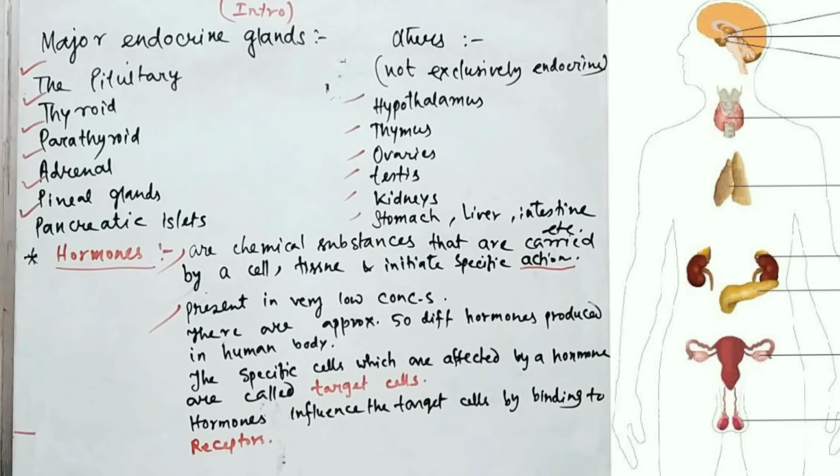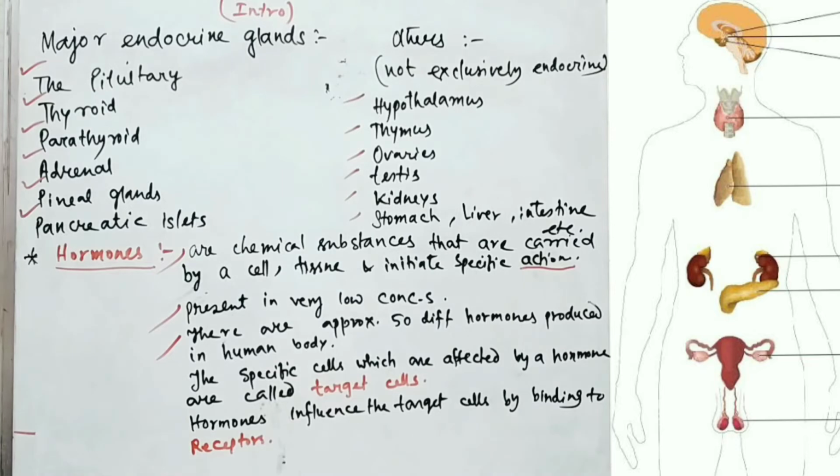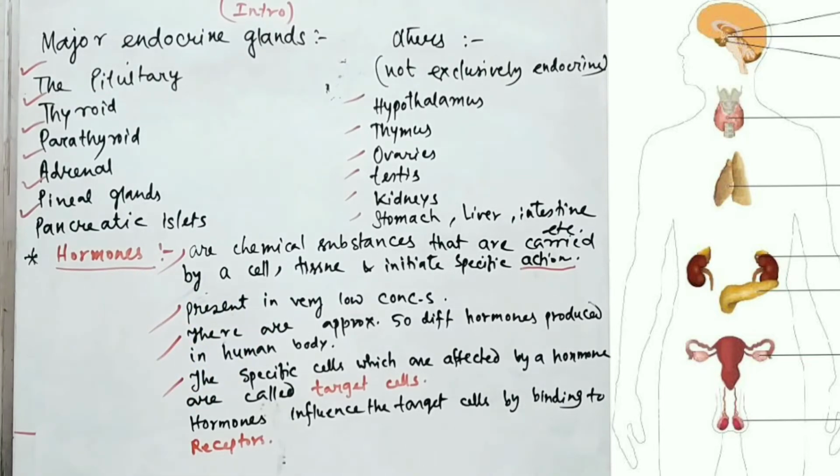Generally, different types of fluids are present in our body, and when you go through their composition, we find that the amounts are different. In the case of hormones, their amount is very negligible, a very low concentration, yet they can work. There are approximately 50 different hormones produced in the human body. The specific cells which are affected by the hormones are called the target cells.